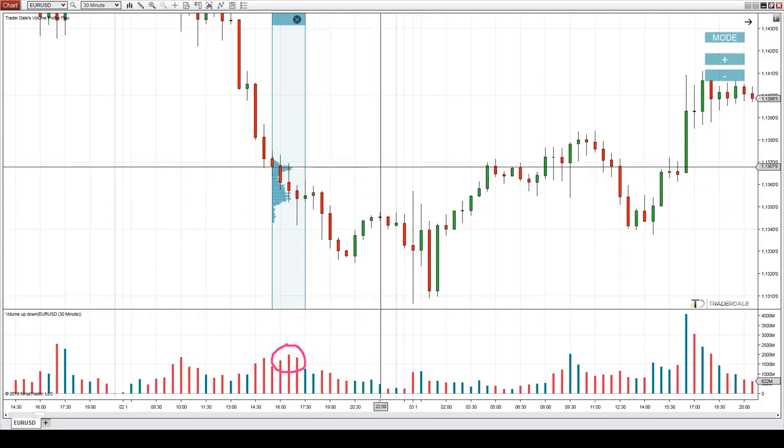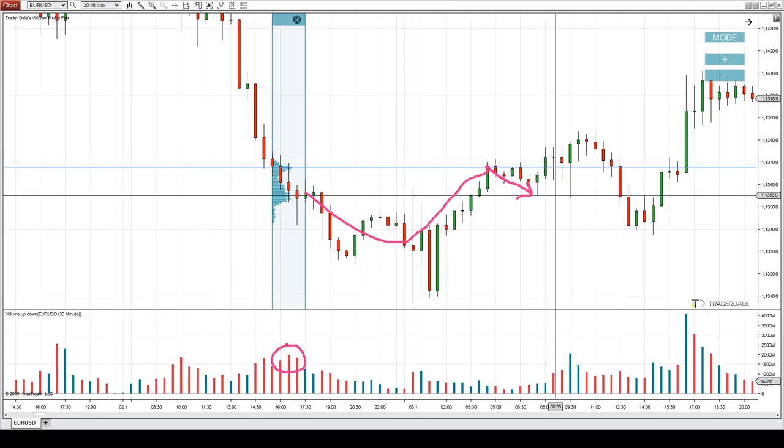Heaviest volumes being in here, so you wait for a pullback, you go short from there, and this is the reaction. A 13 pip reaction, so this one would also be a winning trade.